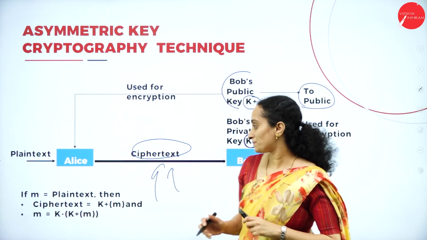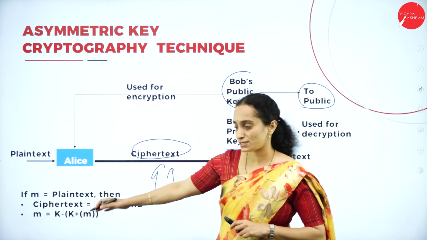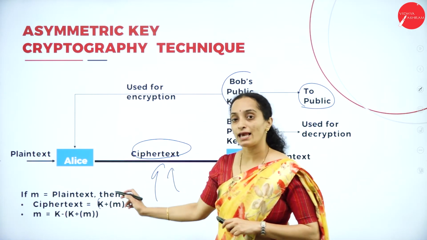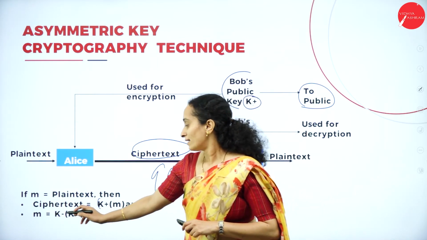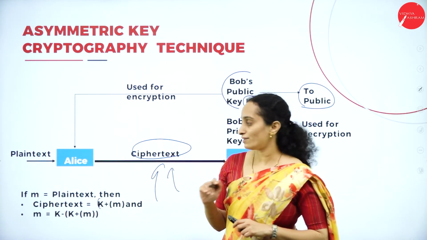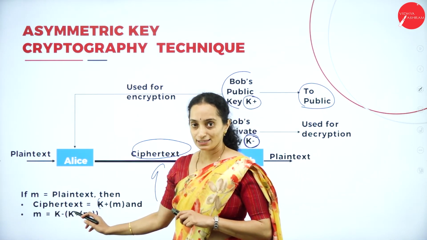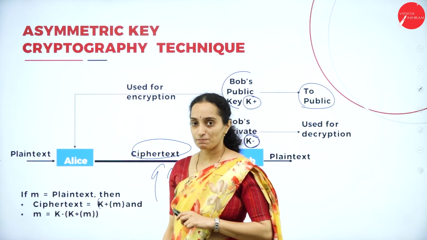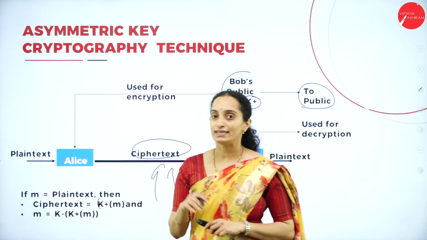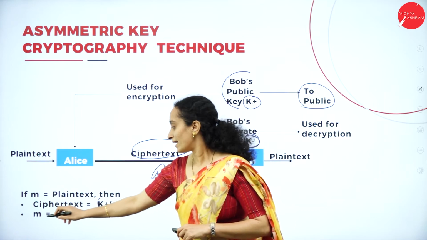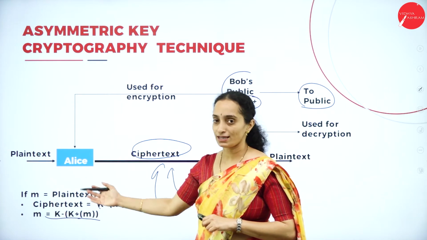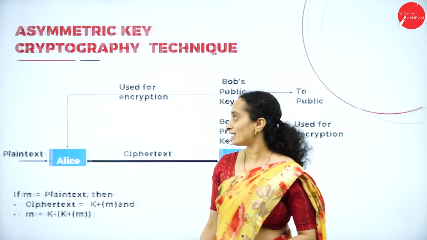It can be expressed as a formula like this. If M is the plain text, then the ciphertext can be termed as K plus of M, and you can decrypt it using K minus, the private key. Alice used the public key to encrypt it, but Bob used the private key to decrypt it. So this is the expression for plain text to ciphertext and ciphertext to plain text.